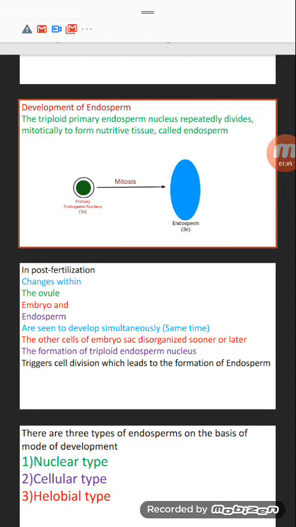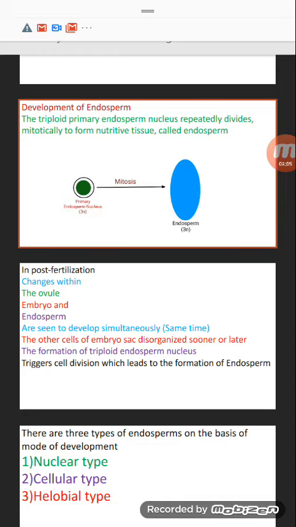Now, if you remember, you have learned about the triploid primary endosperm nucleus, that is PEN. This triploid primary endosperm nucleus repeatedly divides mitotically to form nutritive tissue called endosperm. So, when this PEN divides mitotically to form nutritive tissue, it is called endosperm.